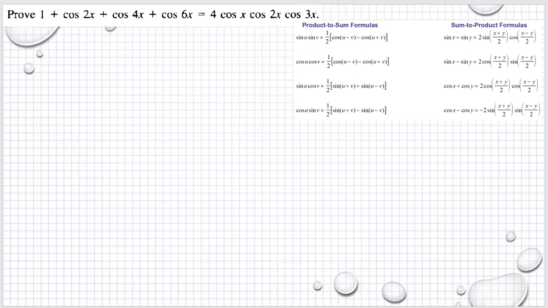Let's try this one also. Prove 1 plus cosine 2x plus cosine 4x plus cosine 6x is equal to 4 cosine x cosine 2x cosine 3x. Oh, let's see if we can do that also.